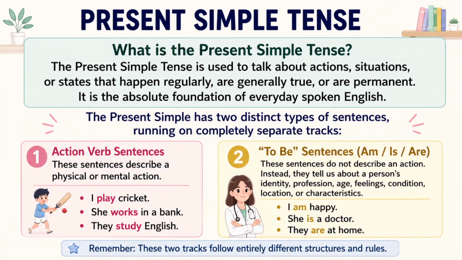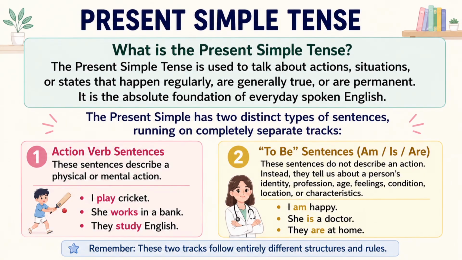For example, I play cricket. She works in a bank. And they study English. Here, the words play, works, and study are action verbs because they show an action. The second type is to be sentences using am, is, and are. These sentences do not describe an action. Instead, they tell us about a person's identity, profession, age, feelings, condition, or characteristics.